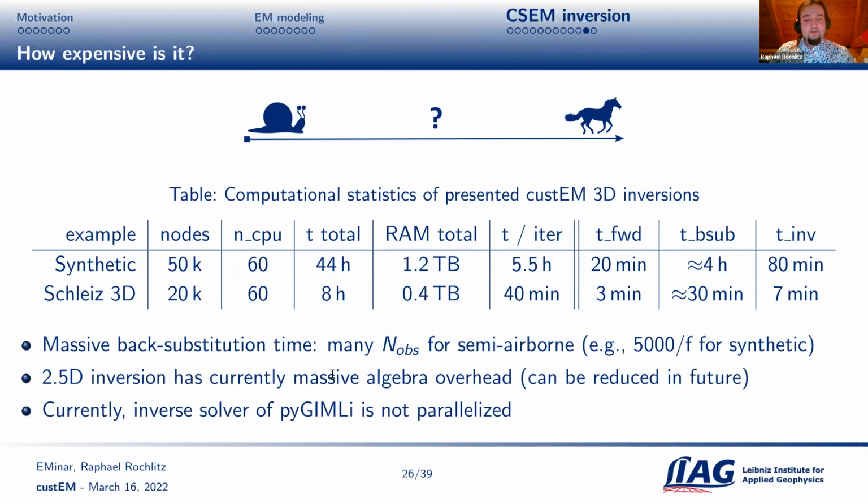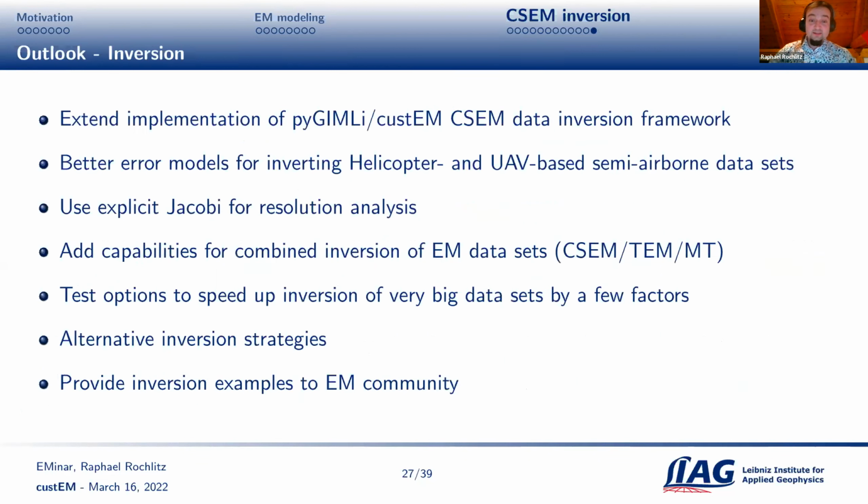The 2.5D inversion currently has an algebra overhead, which I need to fix, because right now it requires more time than the 3D inversion. This should not be the case, and it can be resolved. And the inversion times of the inverse problem could also potentially be reduced if the inverse solver in pyGIMLi can be parallelized. This is something I need to discuss with Thomas, to see if we can save some time here.